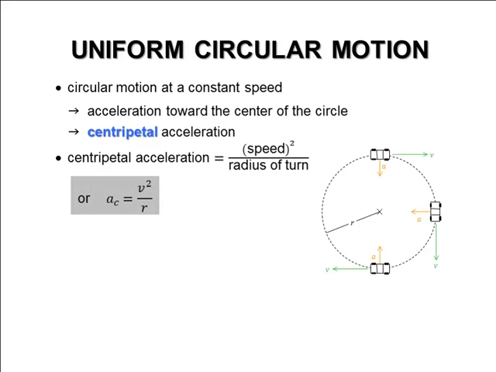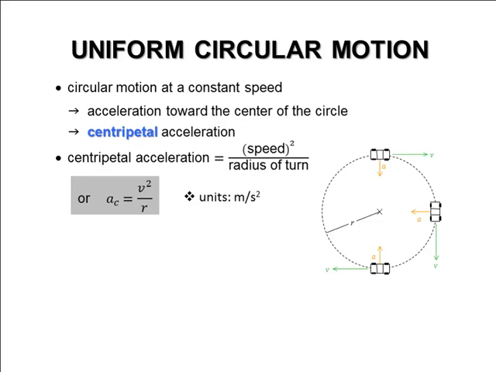So we could write it as an equation in this fashion. Now, as far as units go, the official unit for measuring speed would be meters per second. So in the numerator, we'd have v squared, which would give us meters squared per second squared. Then we have to divide that by the radius, and the official unit for measuring the radius would be meters. So if we have meters squared per second squared and then divide by meters, that gives us meters per second squared. And that's the unit we've been using all along for measuring acceleration.